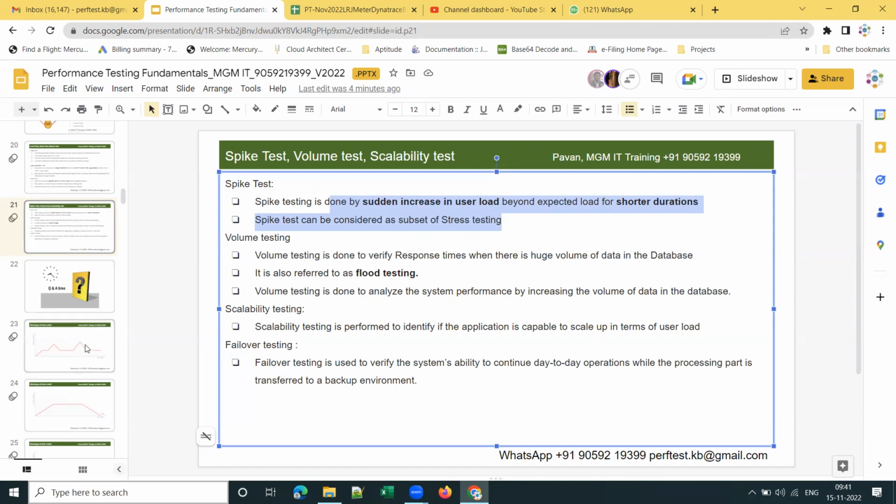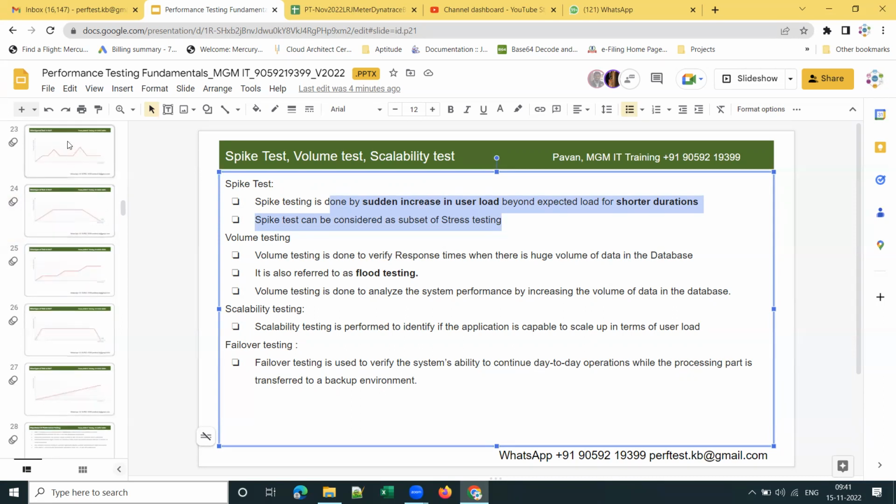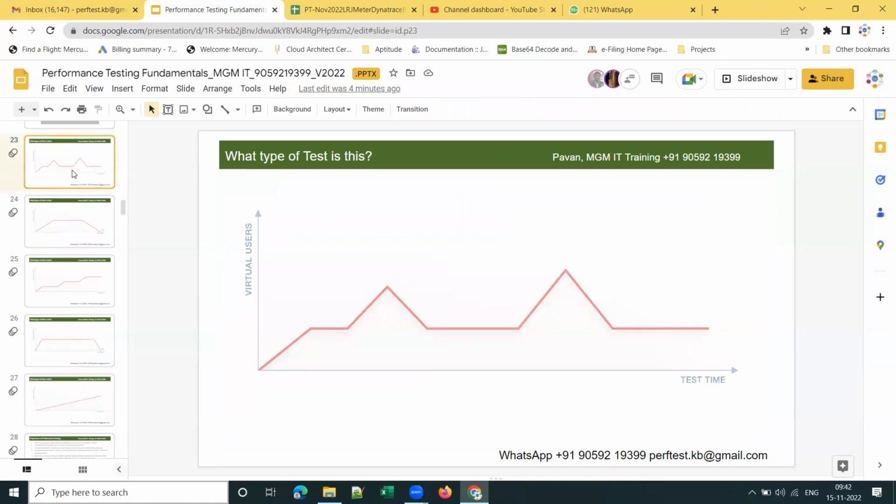Okay. Shall we move to the graphs now? In interviews, they will ask you to draw the graphs. They will not draw the graph and ask you to identify. However, as most of you are beginners, I am showing you some graphs and you need to identify what type of test this is. Before that, let me explain a few things. Let me explain this graph before you attempt it.